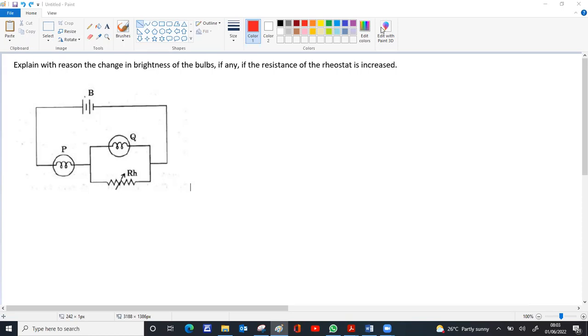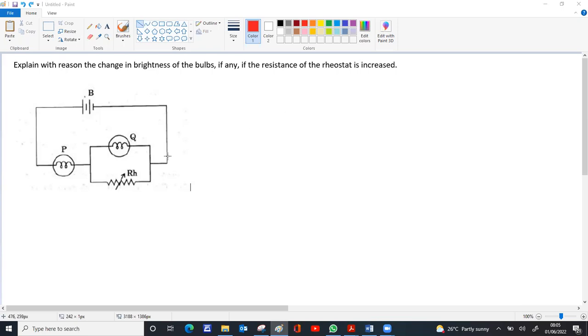Since no details are given regarding the bulbs P and Q, we need to assume both the bulbs are identical. P and Q are two identical bulbs. Parallel to Q, there is a resistance connected. By increasing the rheostat, what are the changes in brightness of P and Q? We are assuming P and Q to be identical bulbs, as there are no other details given.